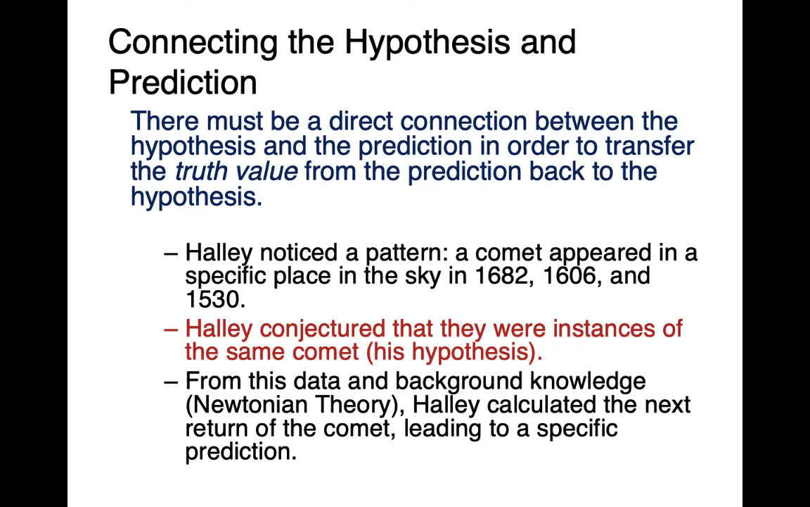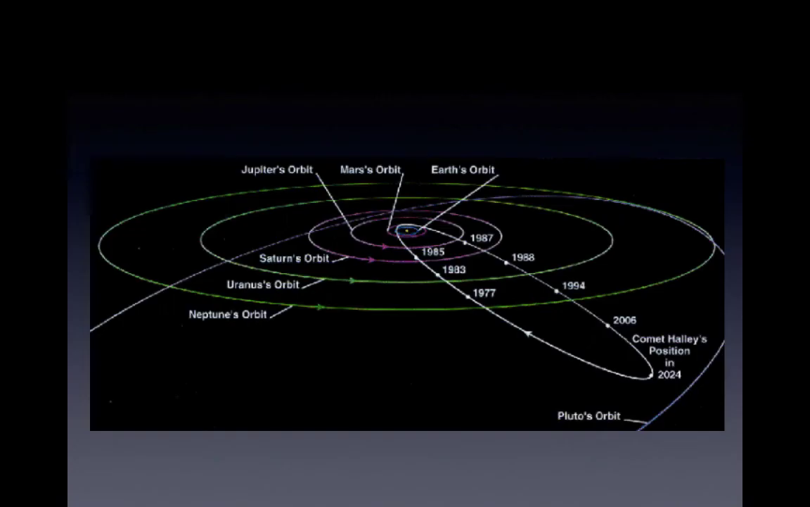A comet appeared in a specific place in the sky in 1682, 1606, and 1530. And here his background knowledge is, people kept records on this. Halley speculated that they were instances of the same comet. That's his hypothesis. And if so, he could make a prediction now. Could be different comets, different phenomena, something else altogether. From this data and background knowledge, Newton's theory, Halley calculated the next return of the comet, leading to a specific prediction which turned out to be true.